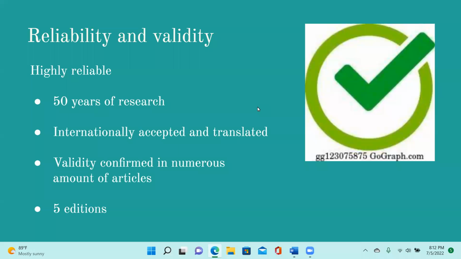As I stated previously, the reliability of this test has 50 plus years of research behind it. It's in its fifth edition. Validity is confirmed with numerous articles and by being compared with other tests. This test has been internationally accepted and translated.